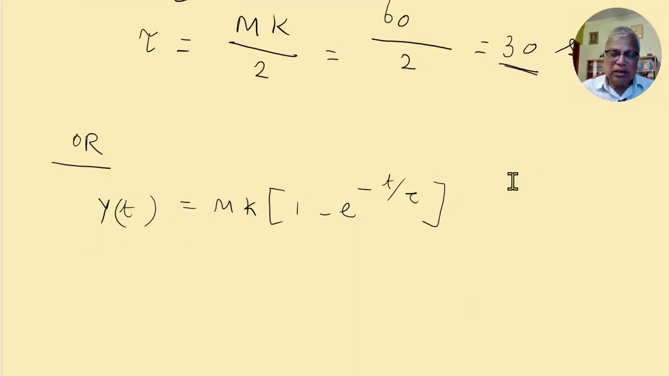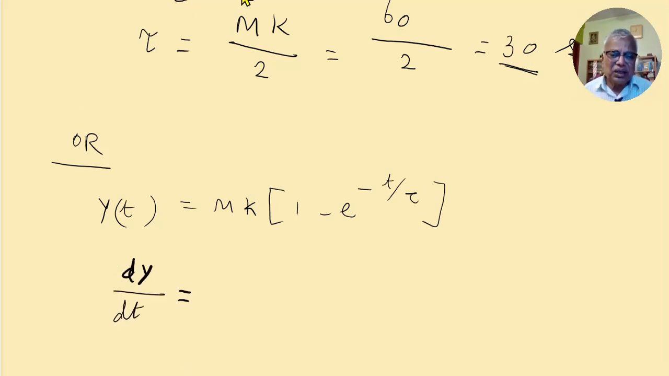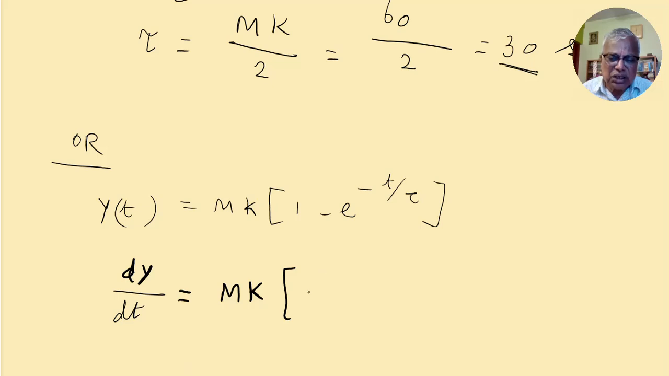If you want to find the rate of rise, that means the slope. So what will be the slope of this equation? dy by dt. So dy by dt is what? If you differentiate this, the mk into 1 is constant. If you differentiate this, this will be 1 by tau e power minus t by tau, right?